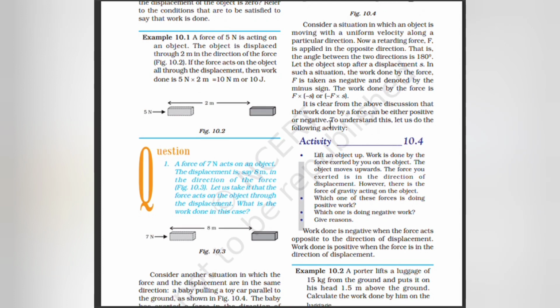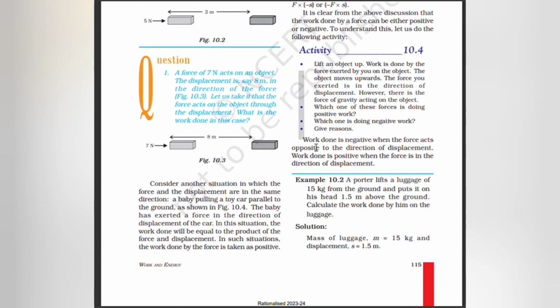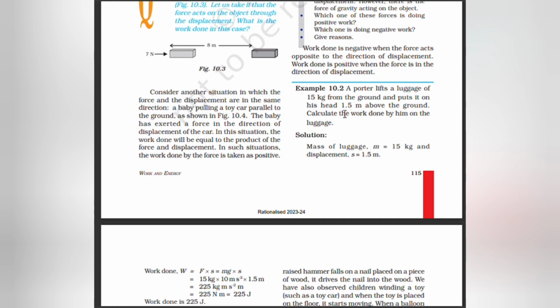It is clear from the above discussion that the work done by a force can be either positive or negative. Work done is negative when the force acts opposite to the direction of the displacement. Work done is positive when the force is in the direction of displacement.